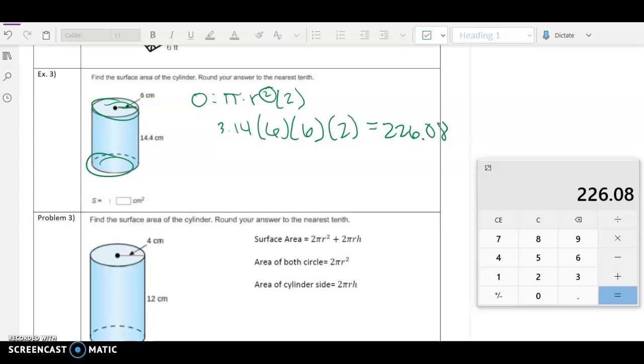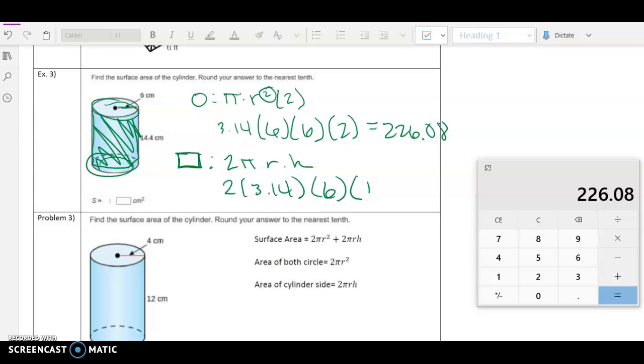226.08. Now we have to find the area of the side here, so this little area on the inside. I'm going to draw a rectangle because it kind of looks like one. We have to do 2 pi r times our height because it's going around the circle. So 2 times 3.14 times our radius, which was 6, times our height, which is 14.4, gives us 542.59.